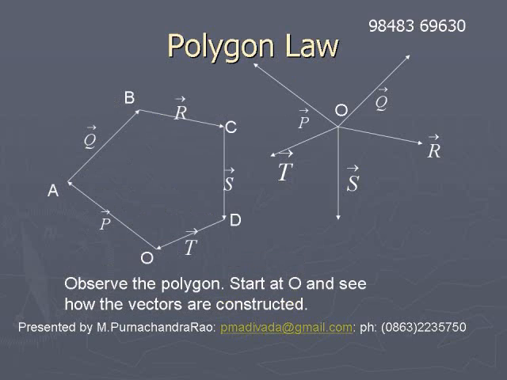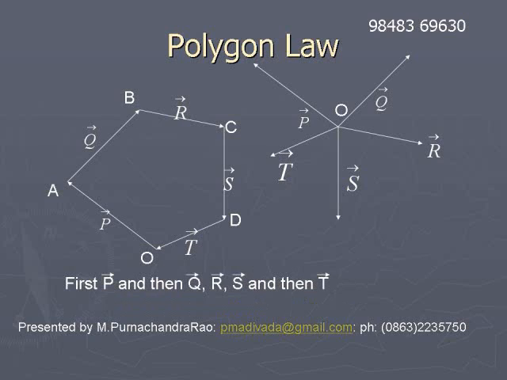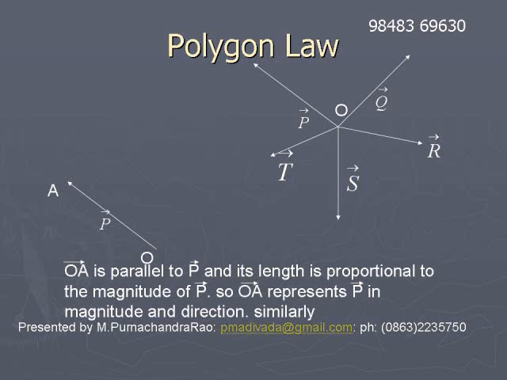In this figure, I have shown the construction of the polygon. Observe the polygon. Start at O and see how the vectors are constructed. First p bar is constructed, then q bar, then r bar, and then s bar and t bar. Like this, they are constructed one after the other.